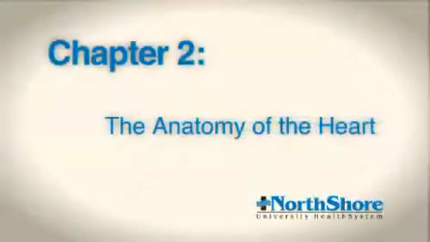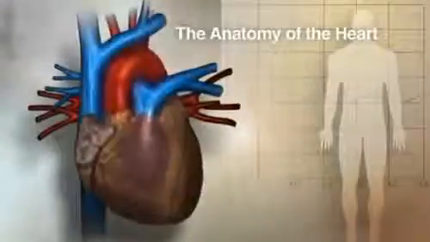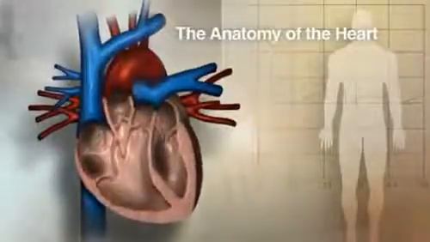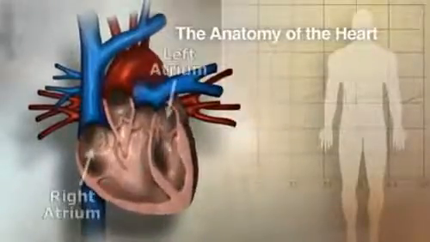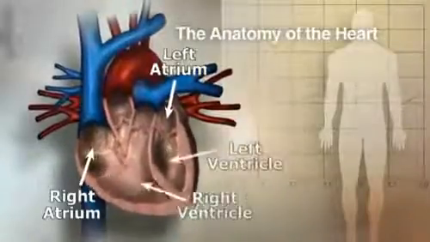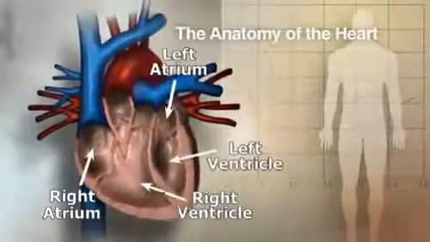Now, before we talk about atrial fibrillation, let's take a step back and look at the normal functioning of the heart. The heart is a muscle whose function is to pump blood through the body. It has 4 chambers, 2 upper chambers called the right and left atrium, and 2 lower chambers called the right and left ventricles. Each of these chambers has a different function.